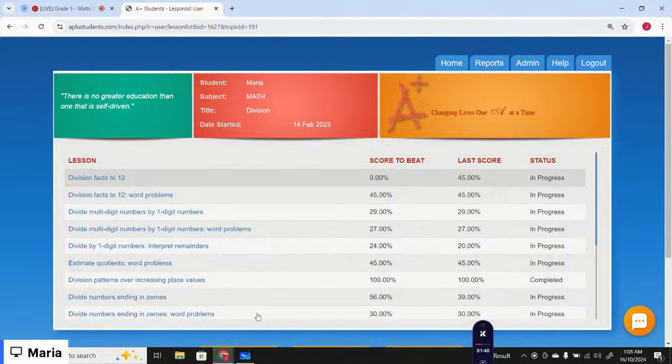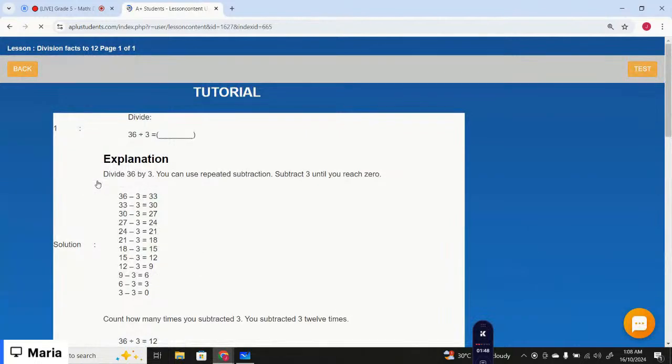We are on chapter division. Let's just start with the first lesson, that is division facts to 12. Okay, the first question is 36 divided by 3.